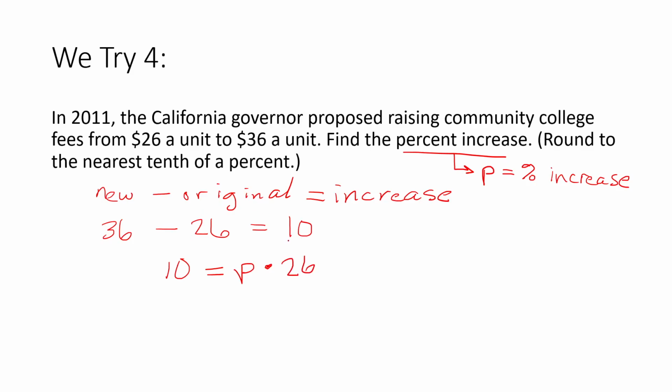So we have an increase of 10, and we want to say 10 is what percent of 26, our original 26. So if I divide both sides by 26 to get P all by itself, I'll get 0.384 is equal to P. Let's convert that to a percentage, and I'll get 38.4% is equal to P.